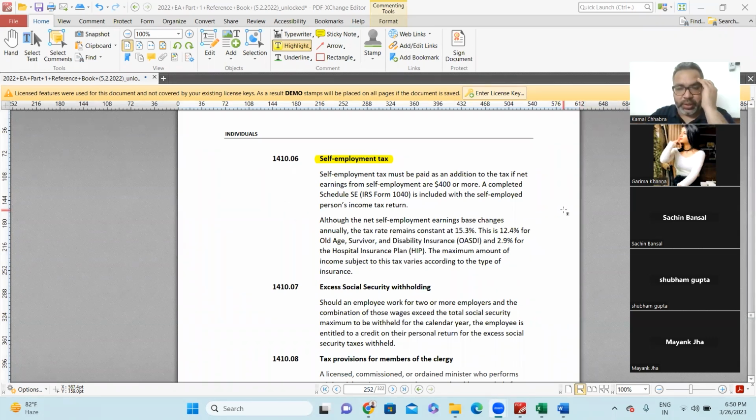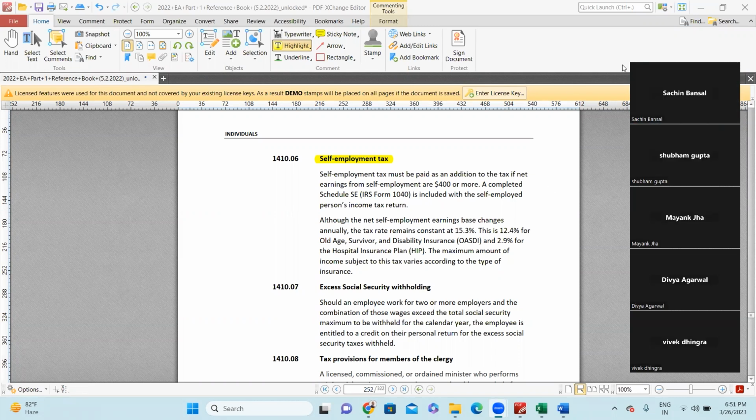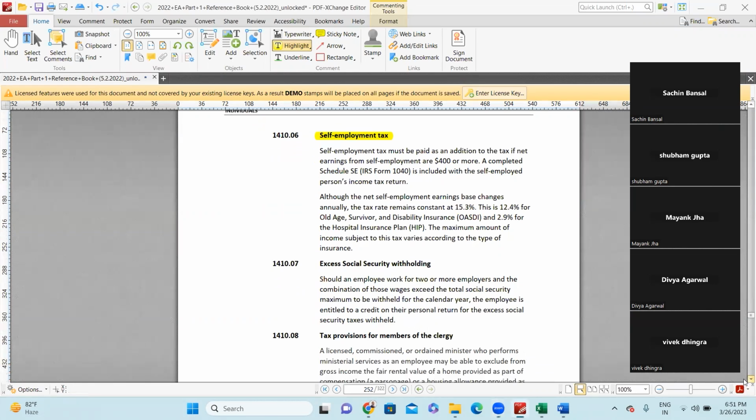Who needs to pay self-employment tax? Basically, someone who is self-employed without being associated with any organization: sole proprietors, partners, or the owner of an S corporation. They need to pay when their earnings from self-employment are more than $400 in a year. Absolutely right. And how much do they need to pay?